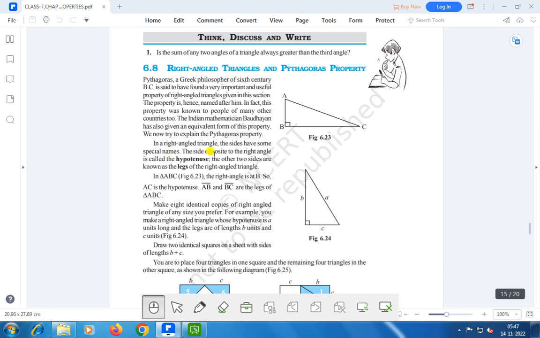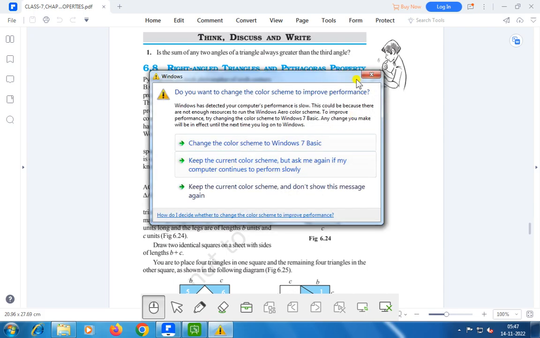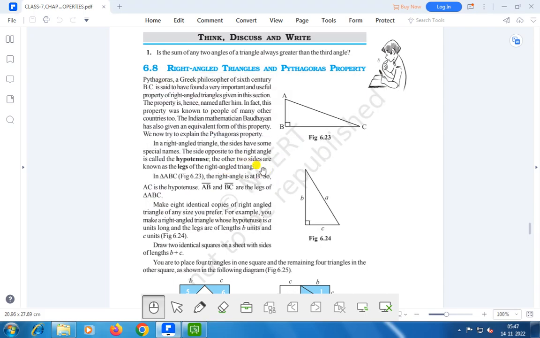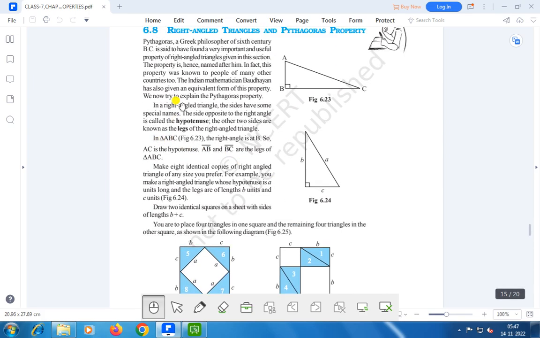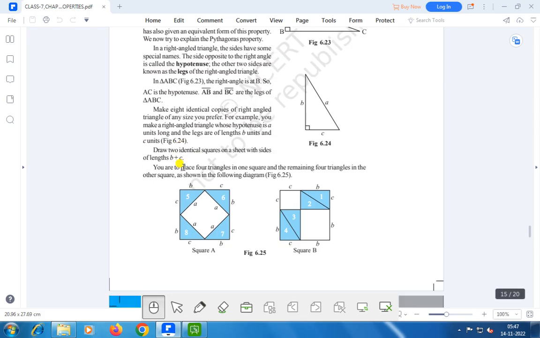In right angle triangle, the sides have some special names. The side opposite the right angle is called the hypotenuse. Here AC is the hypotenuse, and the other two sides are known as legs of the right angle triangle. AB and BC are the legs. Or it can also be said BC is the base and AB is the perpendicular. In triangle ABC, the right angle is at B. So AC is the hypotenuse, AB and BC are the legs of triangle ABC.